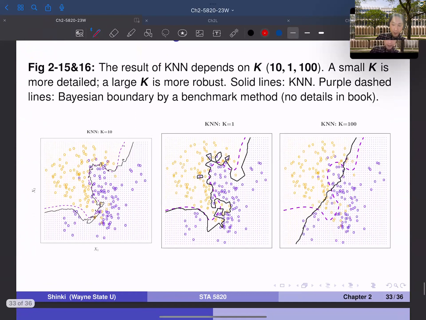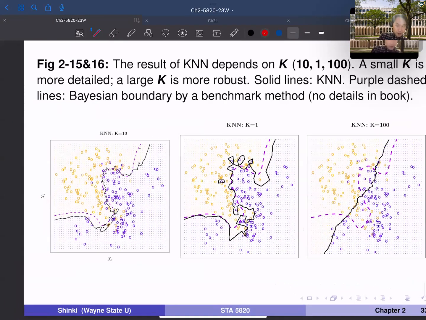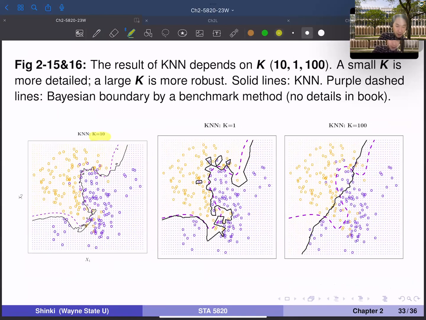And these are the three results of k nearest neighbor methods with different k's. The center one is k equal to 1, this one is k equal to 10, and the right hand side is k equal to 100.